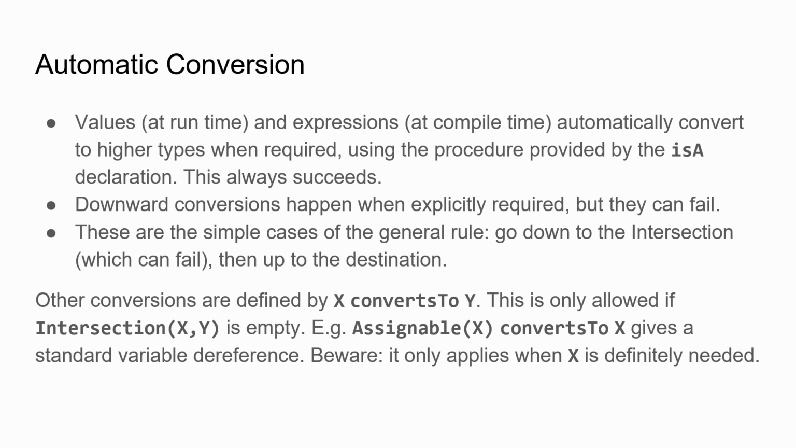Downward conversion happens only when it's explicitly required, but they can fail. These are simple cases. There's actually a general rule, which both of them are cases of, which is you go down to the intersection, and that can fail, and then you go up to the destination. We also allow conversions, which I call ad hoc conversions, defined by an X converts to Y. This is only allowed if the intersection is empty, because otherwise there'd be two conversion properties, which would be confusing.